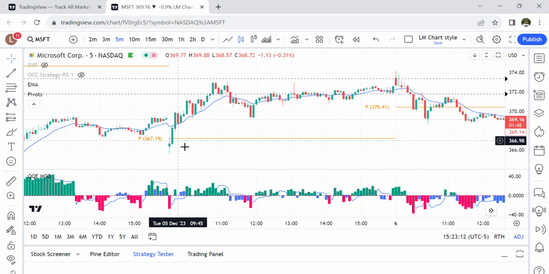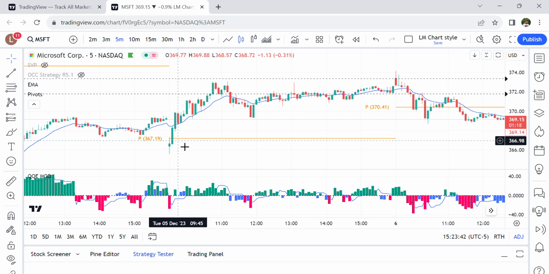Again, it should be above the pivot point, above the EMA line, close to the EMA line, and the QQE mod should have a green or blue histogram above the zero line. So when these 3 conditions are met in the morning session, go for a call. Try to enter your call when the stock is near the 13 EMA line. This is for the call condition.